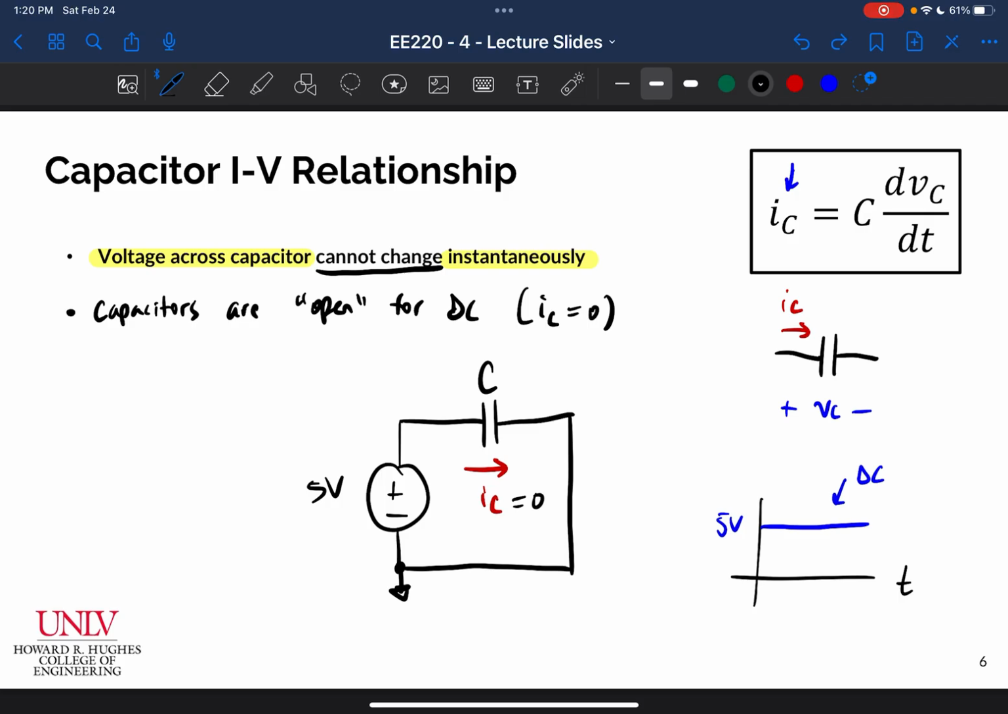Okay, in the next video, I will talk about charge storage in a capacitor, and then we'll get into some charge sharing, which is a very important application of capacitors, and we'll talk about that in the next couple of videos.